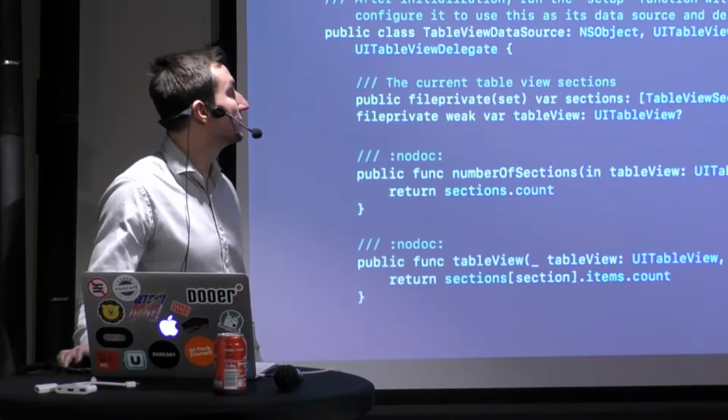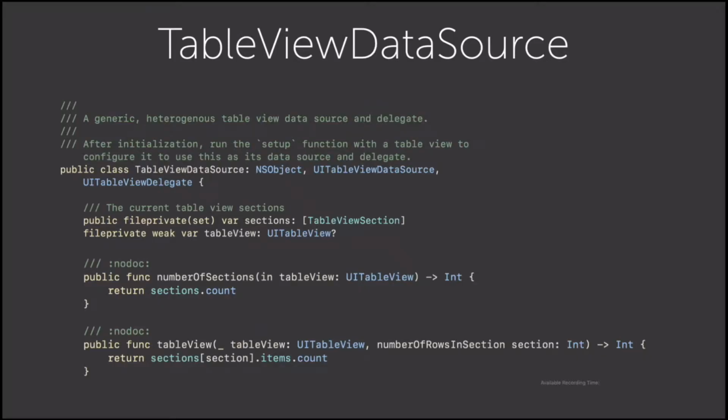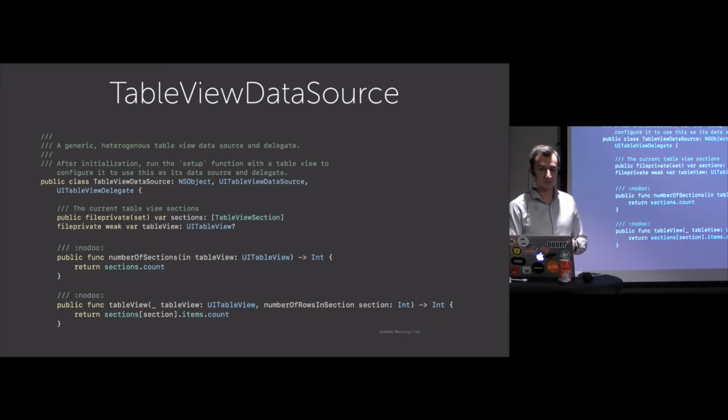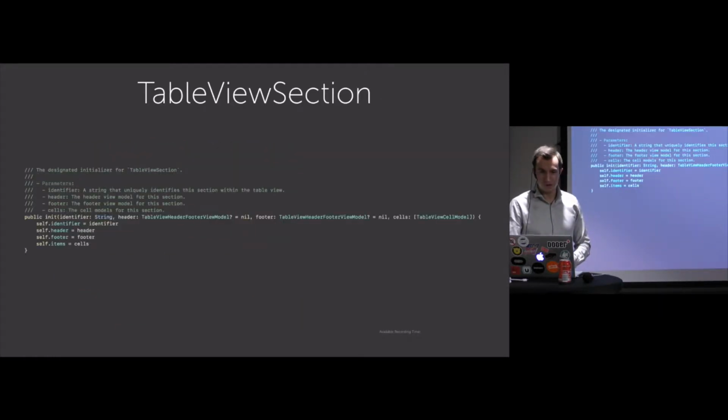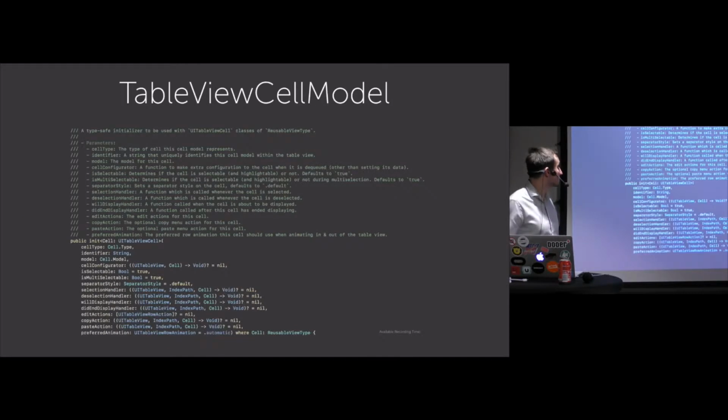So in TableViewKit, you start out with the TableView data source, which is basically your shrink wrapper for the entire TableView API. It takes care of all the index path calculation and stuff like that for you. The only thing you have to know about is that it has these sections. So it has an array of sections. And this is what a section looks like. It has a header view model, a footer view model, and an array of cells. Pretty simple, right?